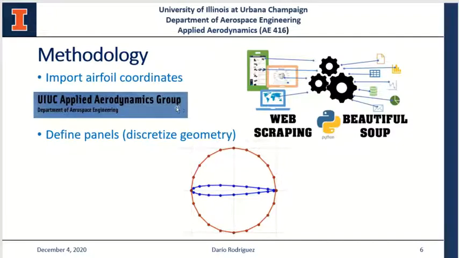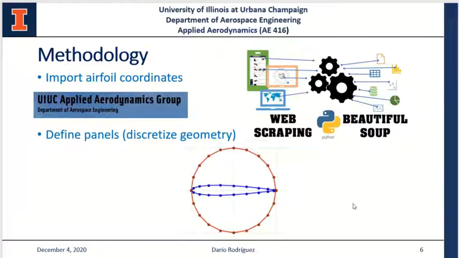Basically, what this part does is avoid the user having to go to the internet to download the document and then process it. So this part does all of that and saves a little time to simulate. What I did then was define the panels and then discretize the geometry.